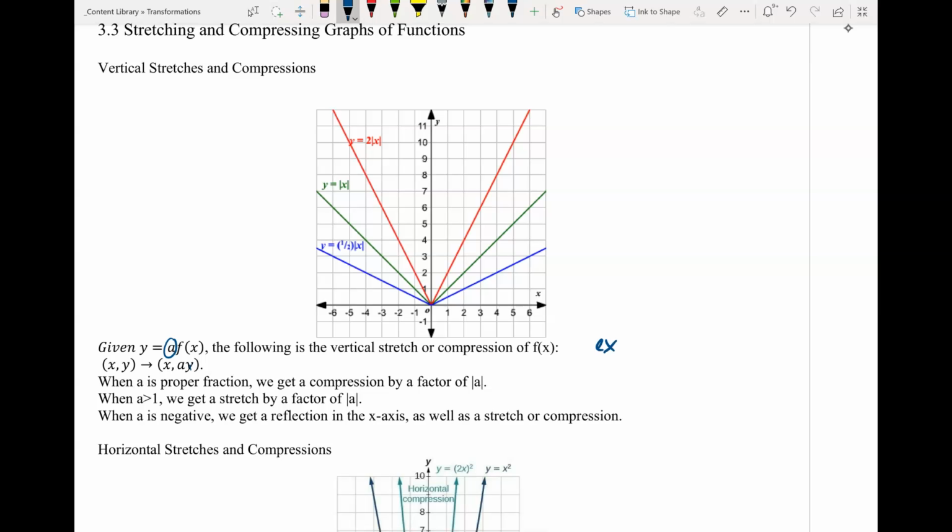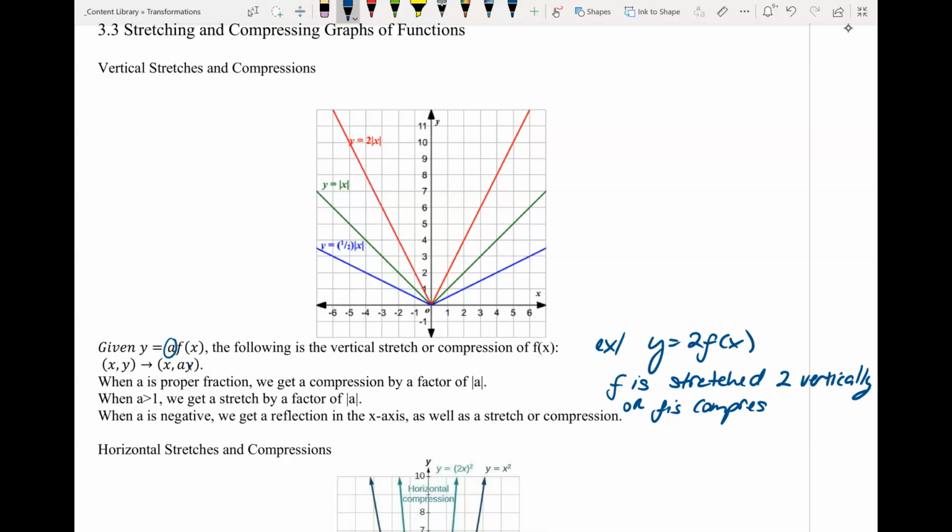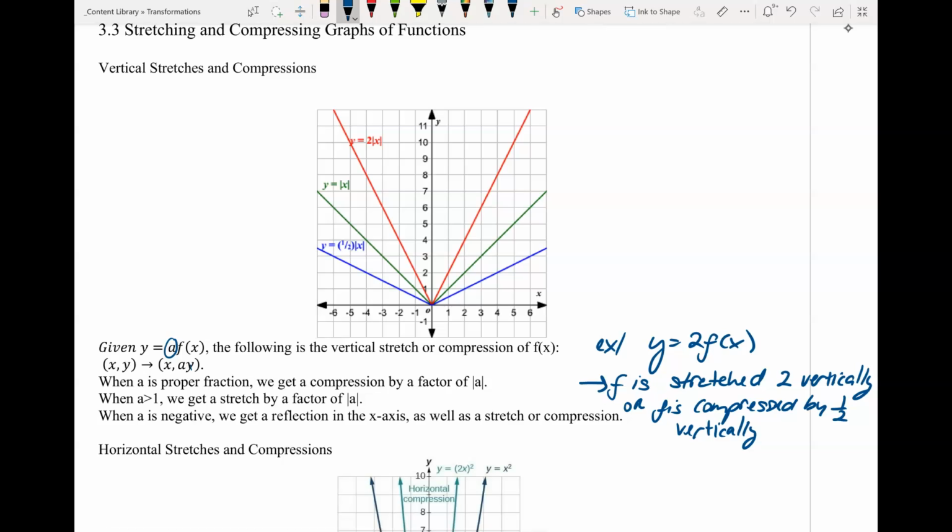Let's say, for example, that we're given y equals 2 f of x. We say that f is stretched by 2 vertically. That's how we would describe that transformation. Or you could also say f is compressed by 1 over 2 vertically. This way is not as common, but you are still correct. This is the most common method to describe it: f is stretched by 2 vertically, and you would know because we see a 2 in front of the f of x. And this impacts all of our y values.